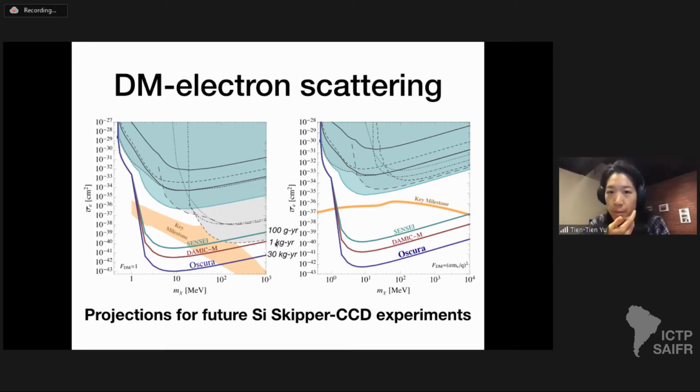So this is an experiment that's going to be in Modane in France, and it will have this type of sensitivity, and of course the sensitivity goes proportionally with exposure. And there's a proposal for a giant skipper CCD experiment called Oscura, which will be a conglomeration of all these different skipper CCD collaborations, so Sensei and Damic M. And the goal here, if it gets funded, is to build a 30 kilogram or have an exposure of 30 kilogram years. And that would allow us to really get down to ridiculously small cross sections. So that's something to look forward to in the future with dark matter electron scattering.